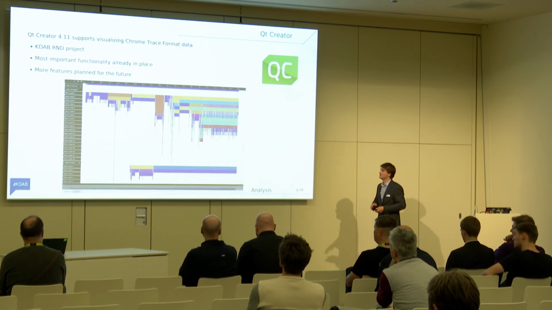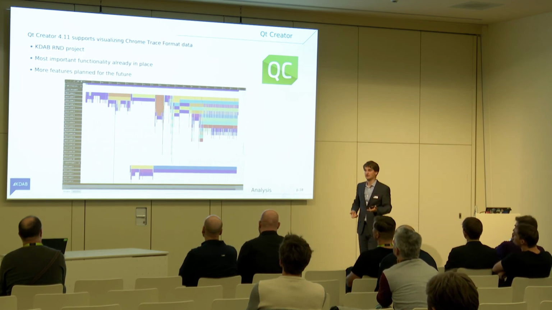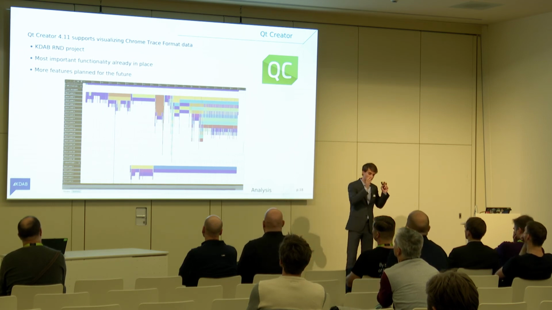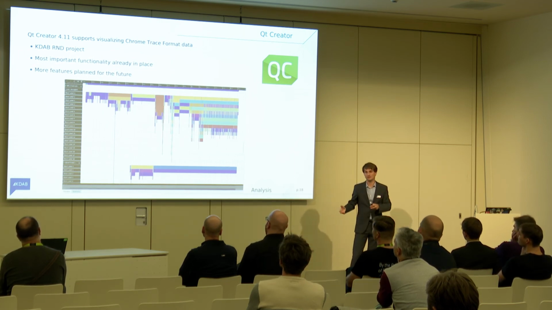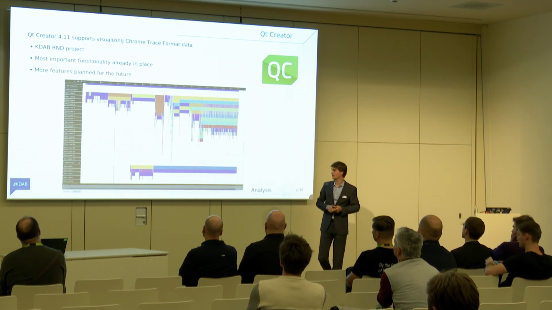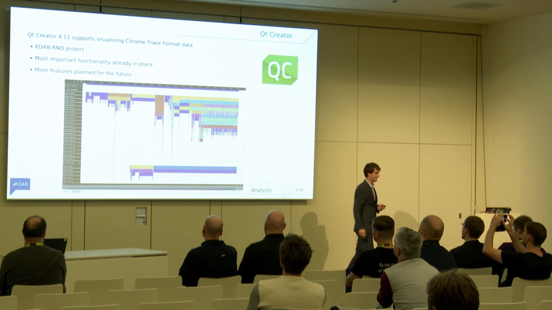The problem then, I thought, could be solved by upstreaming a patch to Qt Creator to actually start visualizing the same JSON data, but in a more efficient way. And that starts to work now. We are going to push this further. But again, this is another way to visualize the same data.